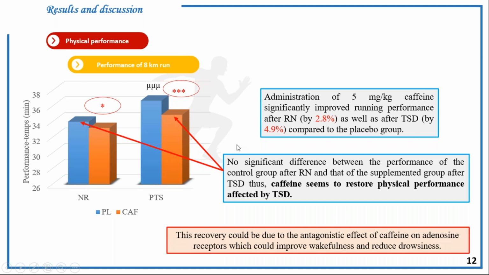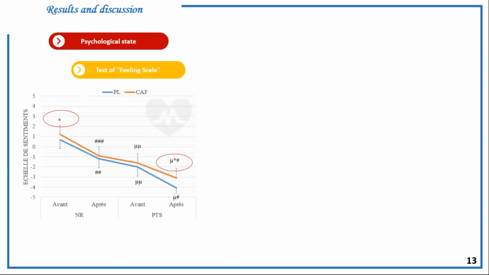This recovery could be due to the antagonistic effect of caffeine on adenosine receptors, which could improve wakefulness and reduce drowsiness. We pass now to the psychological state. We have two tests. The first test is the feeling scale. As we see here, the placebo group is in blue and the caffeine group in red.